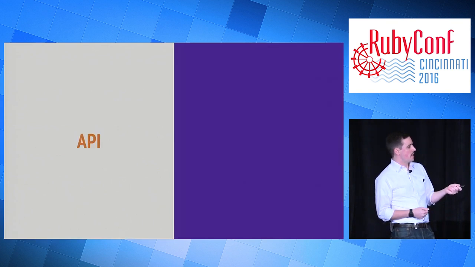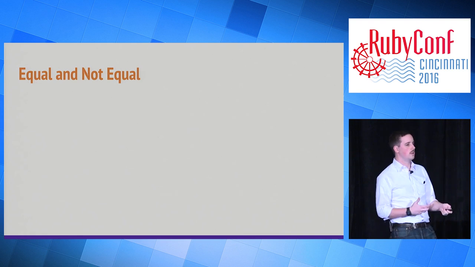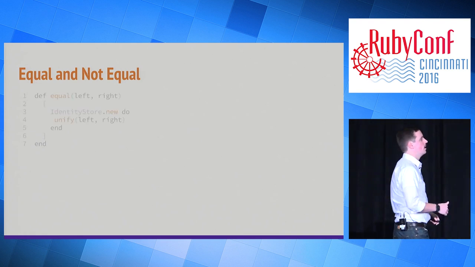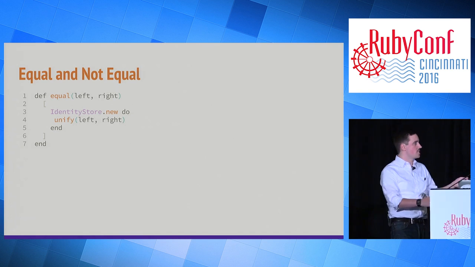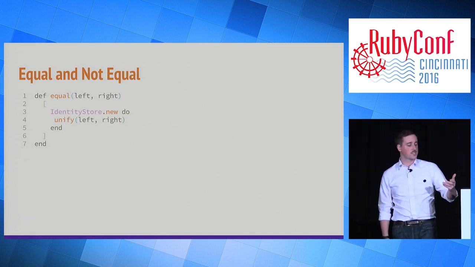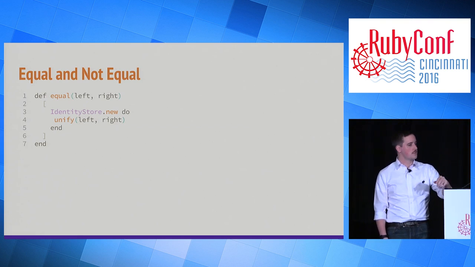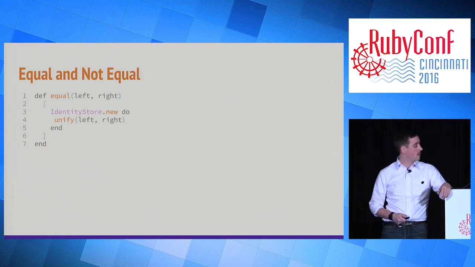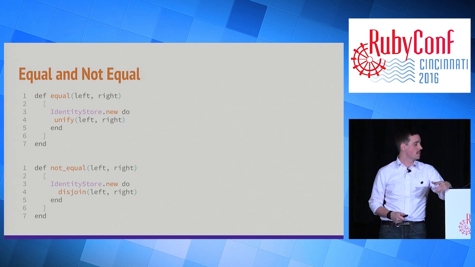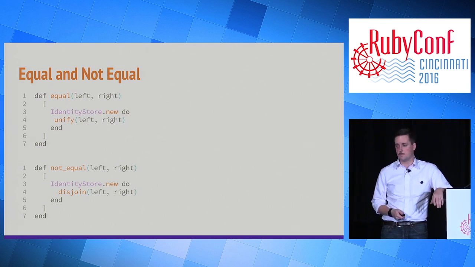I want to talk a little about what's going on behind the scenes with the API that we were looking at. We saw there was equal and not equal. The big idea here is that we're creating a new piece of knowledge when we make this assertion that two things are equal. Equal is returning this new piece of knowledge that says, hey, these two things are unified. And similarly, not equal is returning a piece of information that says they're not going to be the same.